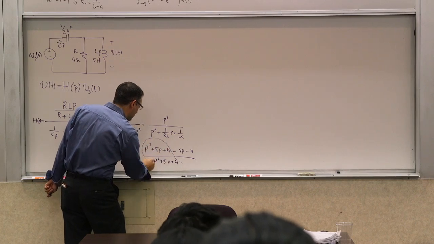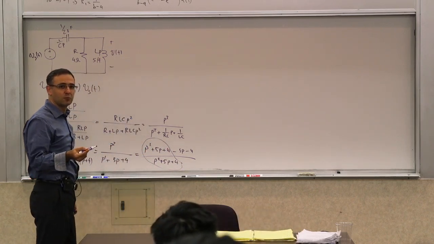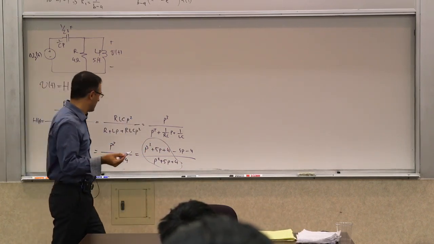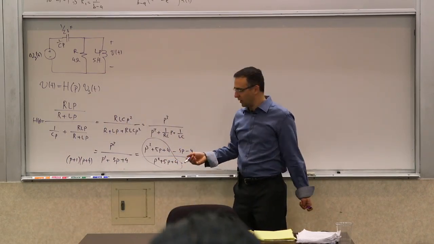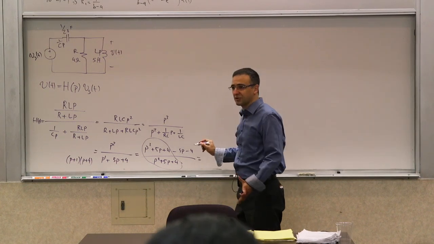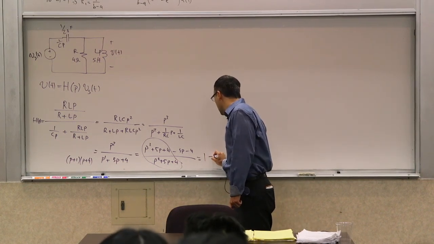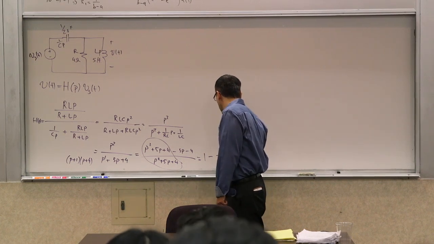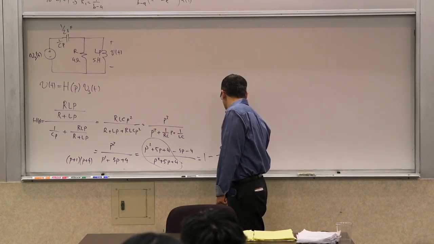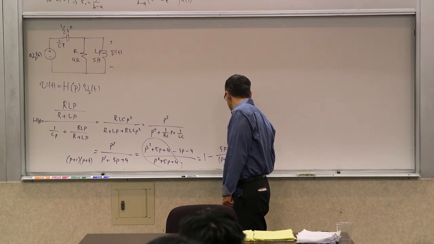So this part is what? What's that part? 1. I did it intentionally to make it 1, right? And then I have minus 5p plus 4 over, I can now write it like this, p plus 1, p plus 4.